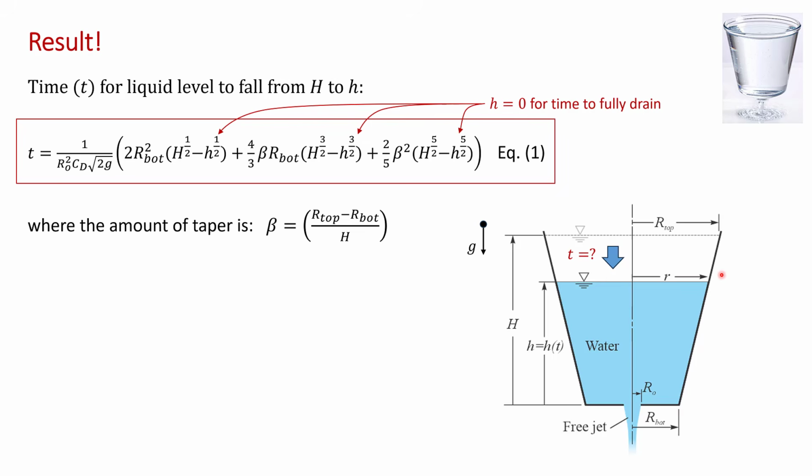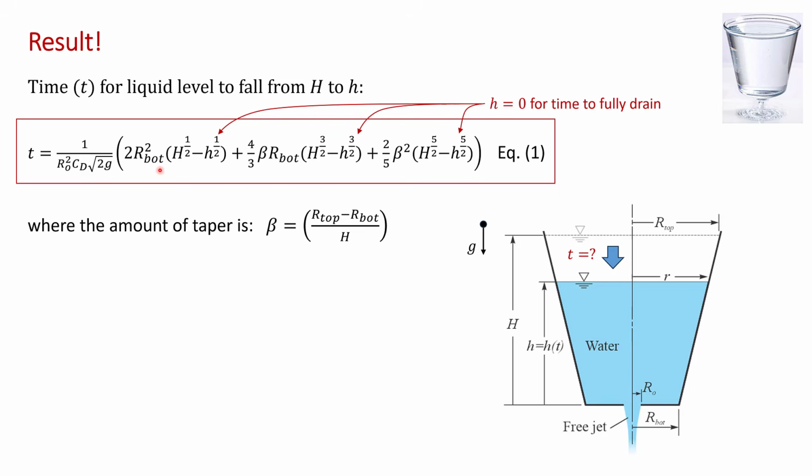The sketch here shows the problem parameters. R0 is the radius of the outlet hole. R bot is the radius of the bottom of the tank. R top is the radius of the top of the tank. And in equation 1, CD is the discharge coefficient, which accounts for viscous losses. I'll talk more about that later in the presentation.